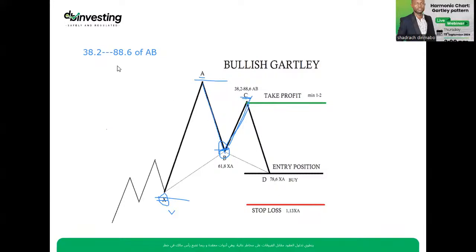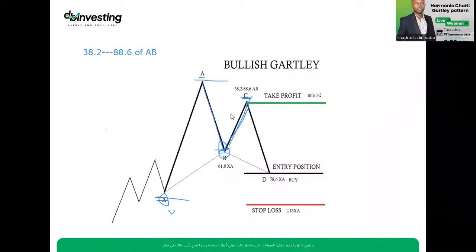All right, so point C could be 61, it could be 77, whatever, it could be 50, so long as it's in between 38.2 to 88.6, it qualifies to be called point C. But point C should not be greater than point A. So point C should be a lower high with respect to A, but it should be found within this range, 38.2 to 88.6.